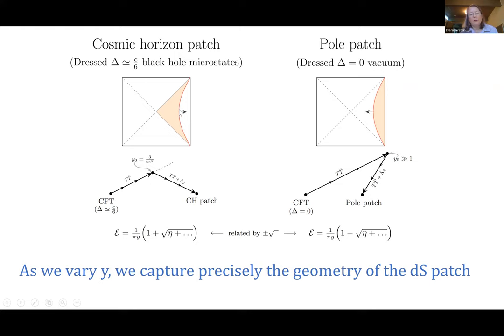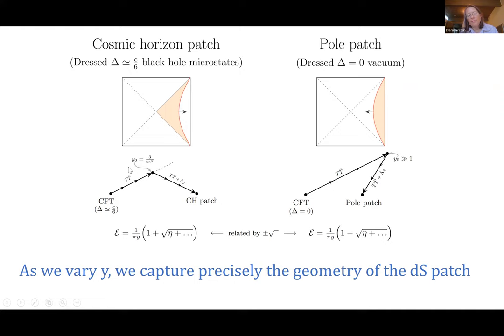Then I misunderstood. Oh, so lambda equal to zero is the point where you have the bifurcation surface. When is lambda equal to zero? Isn't it to the extreme right? So lambda equal to zero is at the CFT. This point at the bifurcation surface is some finite value. Actually, y naught, the dimensionless variable here, is lambda over L squared, L being the size of the cylinder. So what's happening in this pole patch case where you match at the pole is that y naught is gigantic. What's happening in the cosmic horizon case where you match at the horizon is that you have a finite value of this y naught.